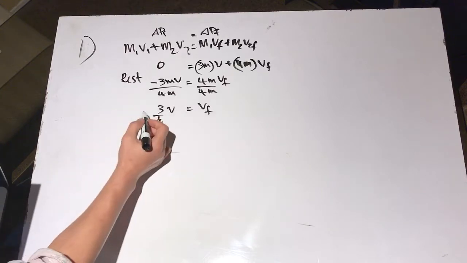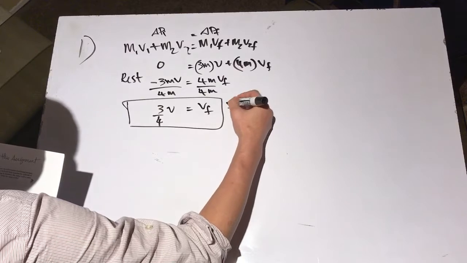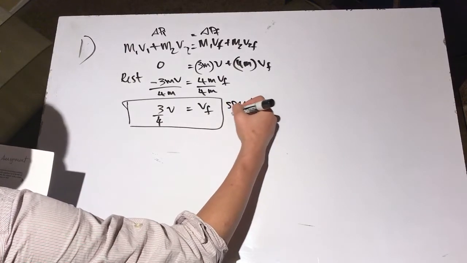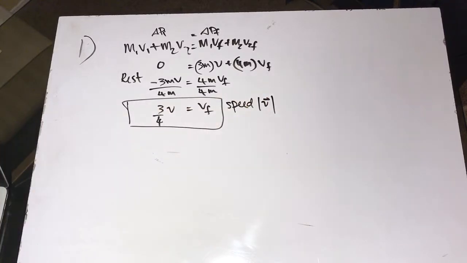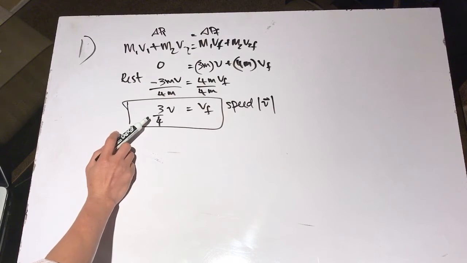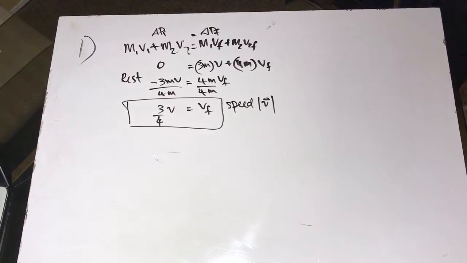The reason why I'm not getting the negative is because this is speed, and speed is the magnitude of velocity, which is only positive. If they were asking for velocity, then it has to be negative, because velocity is a vector, it has direction to tell you whether it goes to the left or to the right. So basically what this is telling you is that, after, the mass of 4m is actually traveling to the left.